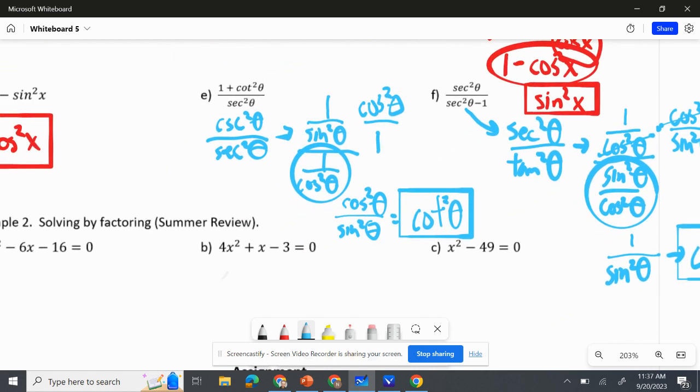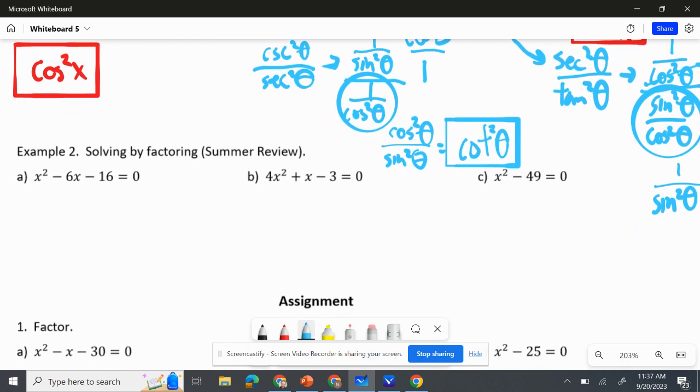Now, going back to factoring, last time we were factoring, now we're going to solve by factoring. How we know it's solving is because it's equal to 0. So we're going to do the same thing as last time. Two numbers that multiply together give us negative 16 and add up to negative 6. That would be negative 8 and 2. So we have x minus 8 and x plus 2.